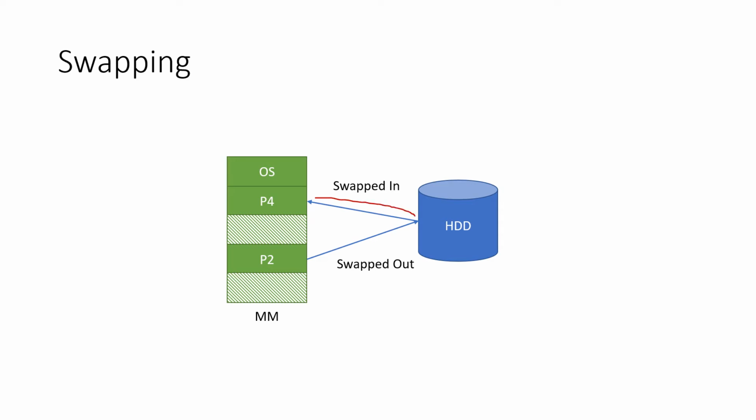So here in the figure, the swapping process is shown. The process is brought into the main memory from the hard disk, stored in main memory, executed, and again sent back to the hard disk. So bringing in the process in main memory is known as swapped in, and sending it back to the hard disk is known as swapped out.